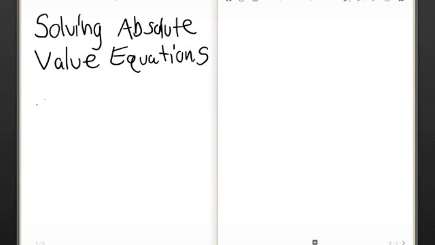Solving absolute value equations. So now that we've done inequalities, let's bring back in equations, but this time they're going to have absolute value. So the absolute value of x plus 4 equals 9.